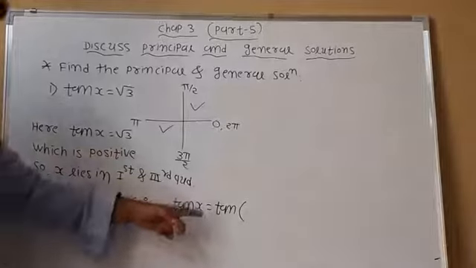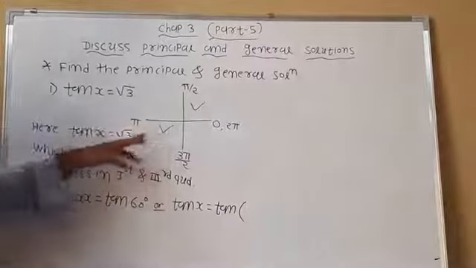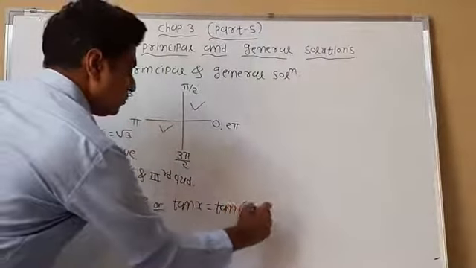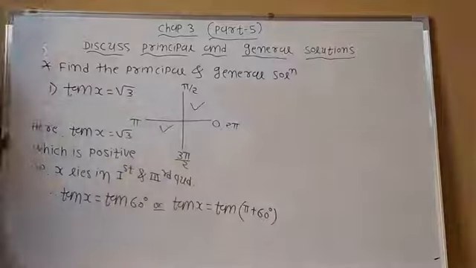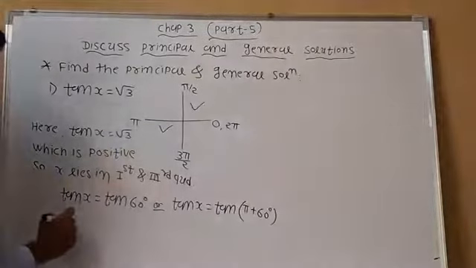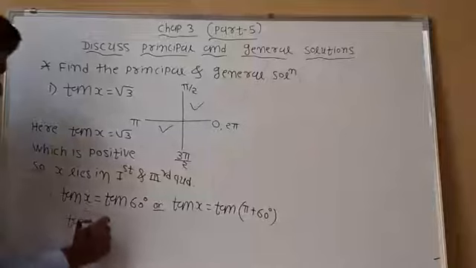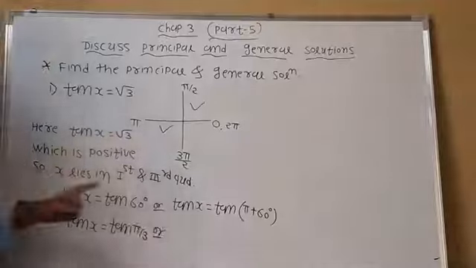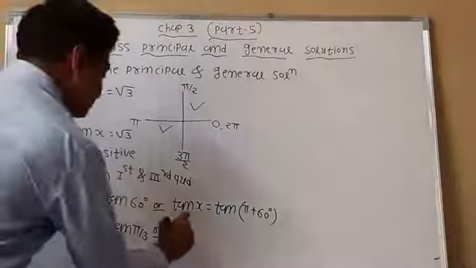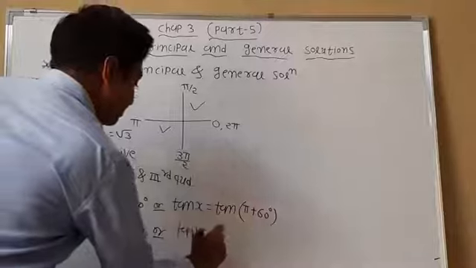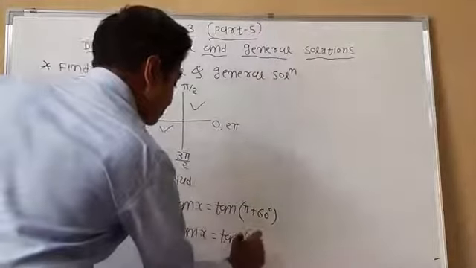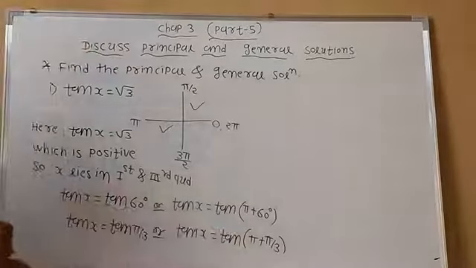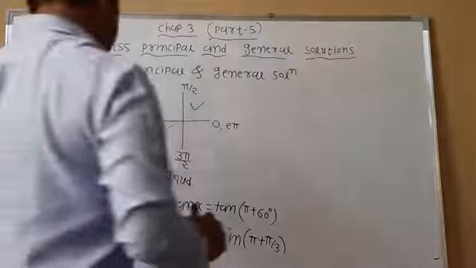How can we find the other value? Tan is positive in the third quadrant, so here we write pi plus 60 degree. Now 60 degree means pi by 3, so therefore tan x is equal to tan pi by 3, or in the same way tan pi plus pi by 3. Now take the LCM and simplify this term, so here we get two values.